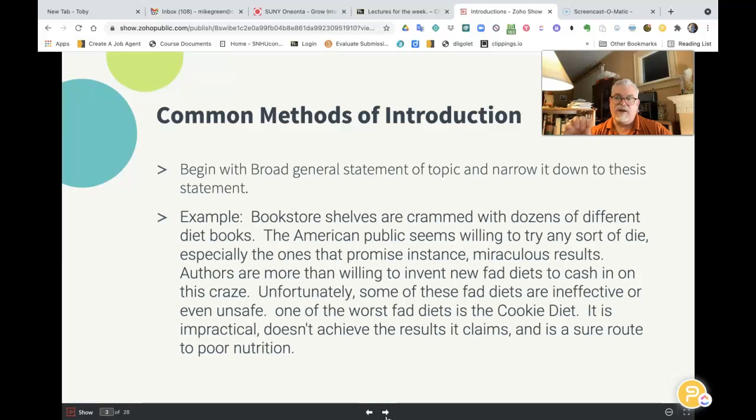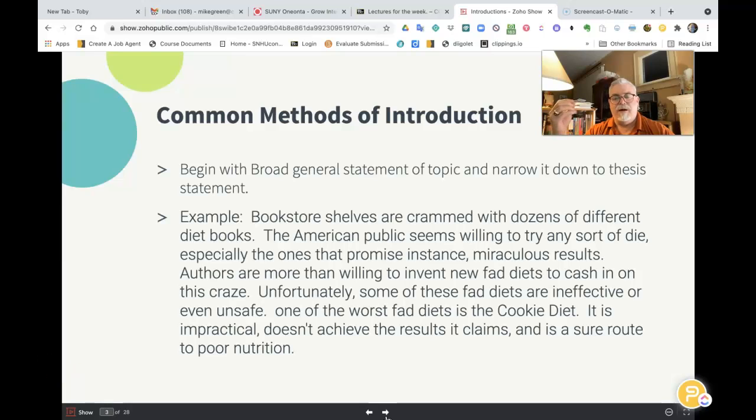What they're talking about is the cookie diet and why it's such a bad idea. Now, why is this so? All of a sudden you're thinking, well, wait a minute. Now remember, we went from bookstores in the world crammed with diet books to the American public trying any diet book that's out there, to authors that are willing to invent new fad diets. So it's like a funnel. We have funneled and focused in on a particular topic. And in this particular topic, we're talking about unsafe fad diets that are really not very good.